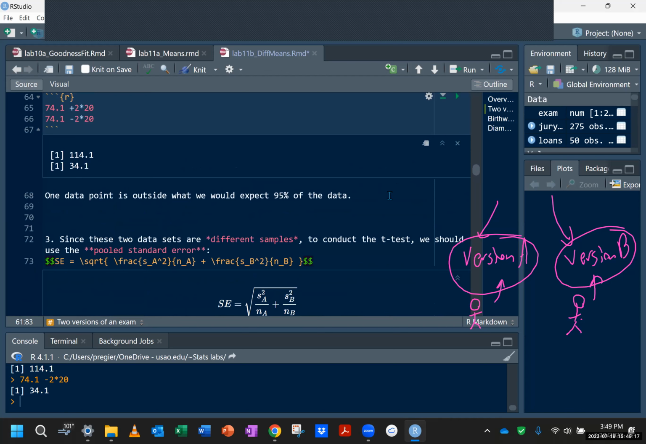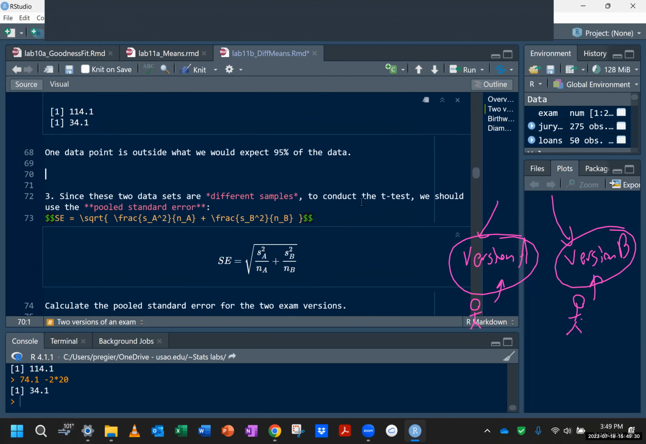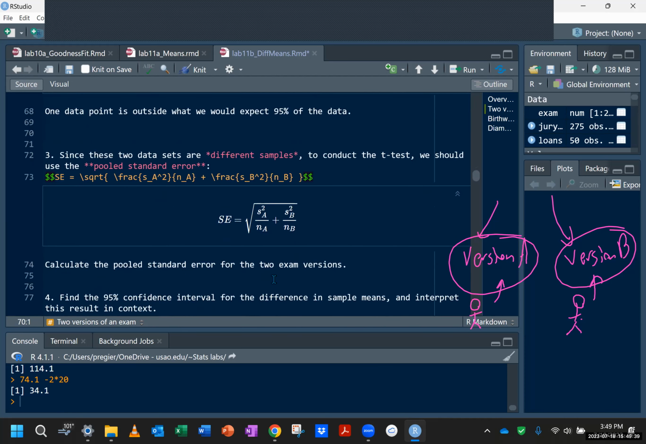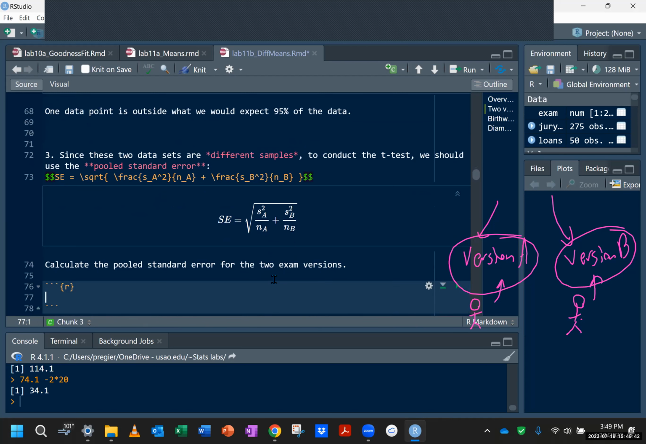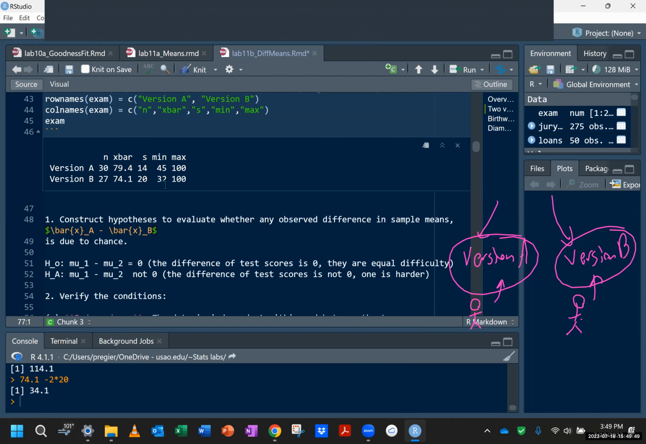Okay, since we have two different samples, we're going to use a different standard error for evaluating our hypothesis test. Our pooled standard error will look like, oh yeah, this is the same formula. So here's our pooled standard error for the two exams. So let's find it. We've got SA. I'm going to get all this information from my chart where I can see it.